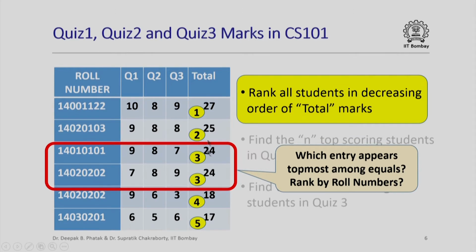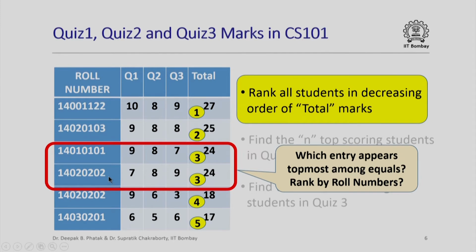Now if you look at these two entries in between, both of them had the same total marks, 24. So if I am going to rank them, I have to decide who appears first and then who appears next. So which entry appears topmost among equals? Here I could decide that, among these two entries which have the same total marks, I could put the one with the lower roll number first and then the one with the next higher roll number.